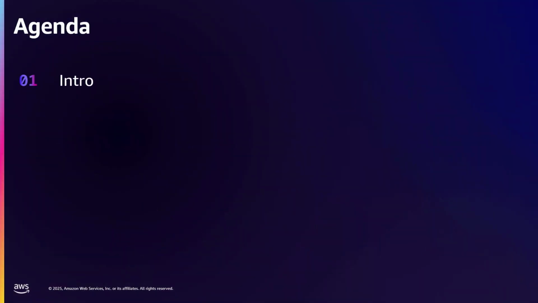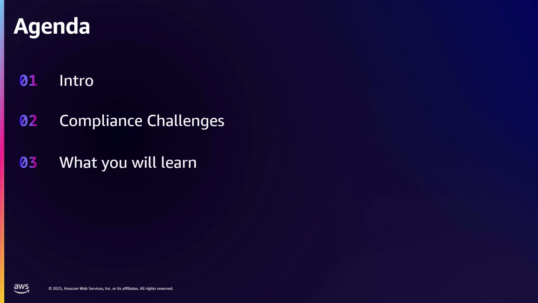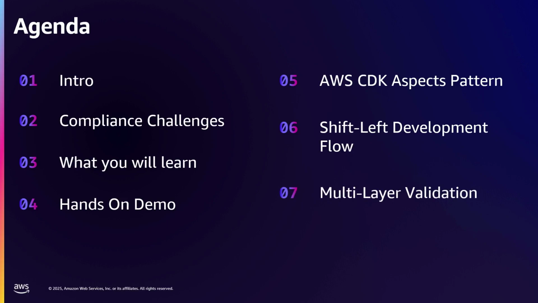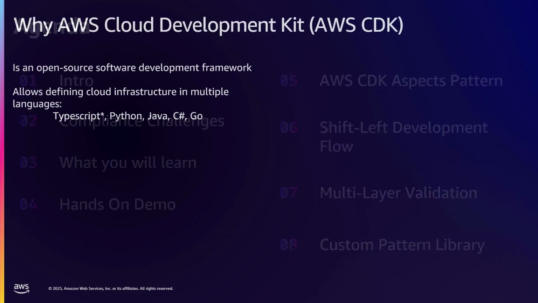Quick agenda. We're going to go into the intro of what we're talking about. We're going to talk about compliance changes, what you will take away from this, and a hands-on demo that Kevin will provide. We're going to discuss AWS CDK aspects and patterns, how to shift left into your development flow, multi-layer validation, how you can combine these things to make your own pipeline possible, and then also how to define some custom patterns in your libraries.